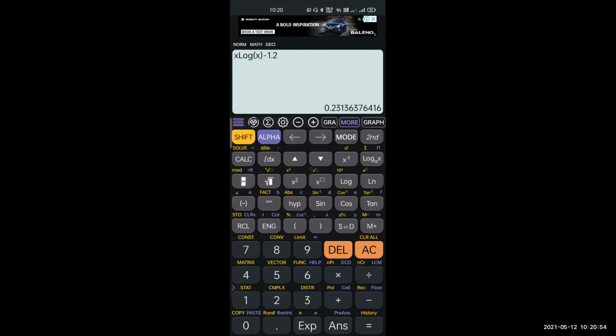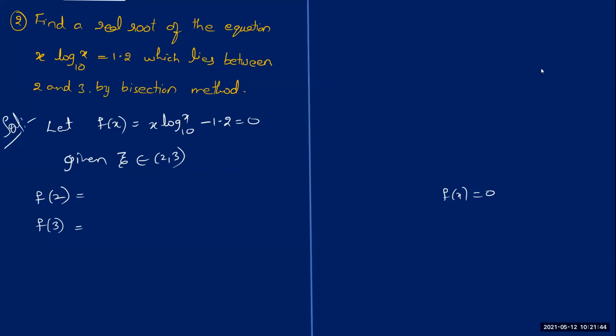How much did we get for f of 2? Minus 0.5979, so this is negative. And f of 3 is 0.2313. I'm interested in taking only 4 digits. We got one value negative and the other positive, so as given in the question, this function has a root in between 2 and 3.